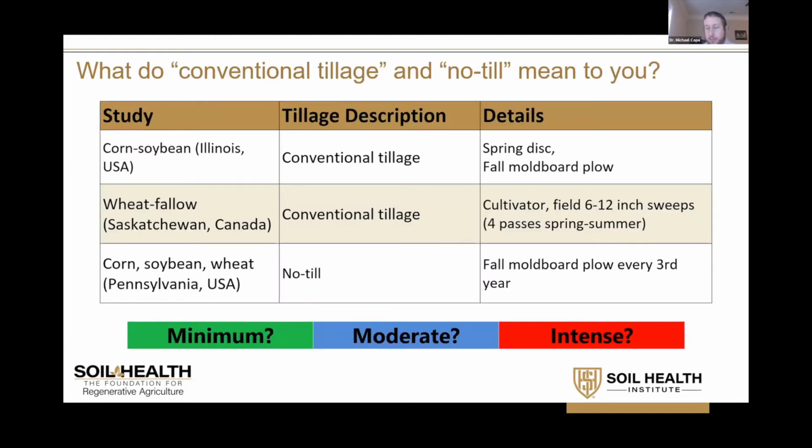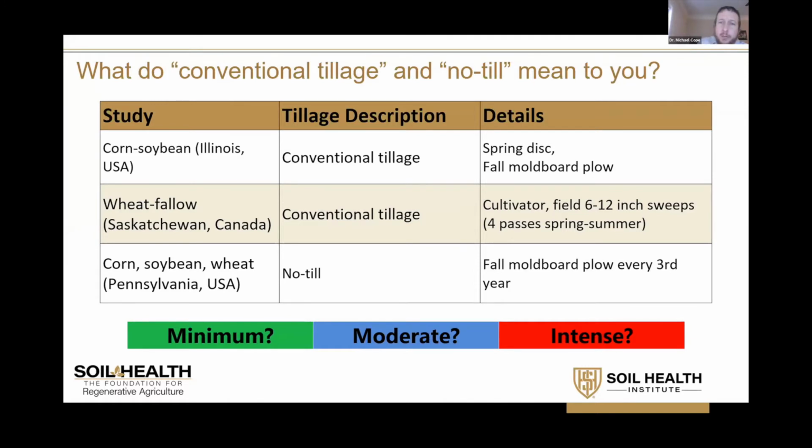So to set this up, I thought I would take the audience through a very small example of the exercise that our team of scientists went through when we first started turning towards data analysis. Here I have a table of 3 of our tillage systems at 3 of our long-term sites. The first 2 rows are 2 tillage systems that are called conventional tillage. The first is in a corn soybean system in Illinois, and the second in a wheat fallow system in Saskatchewan.